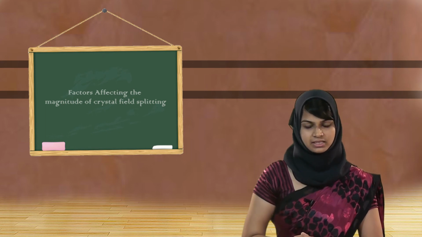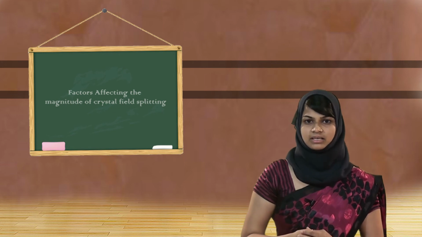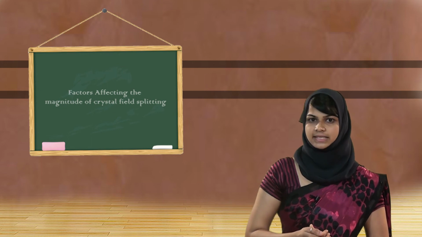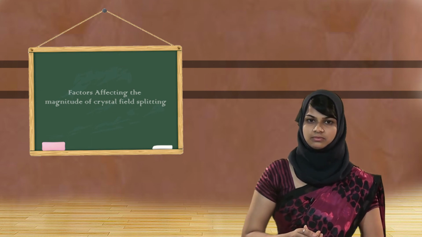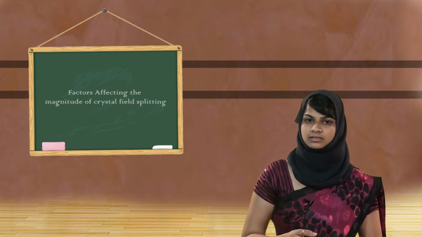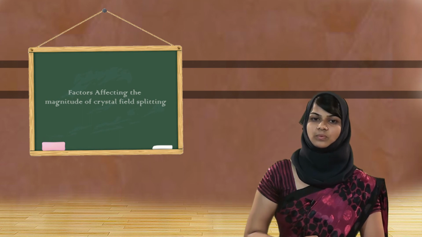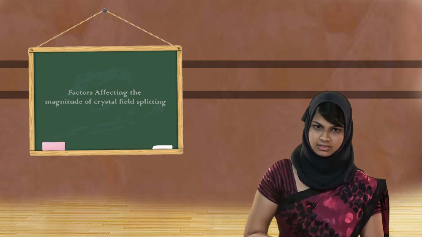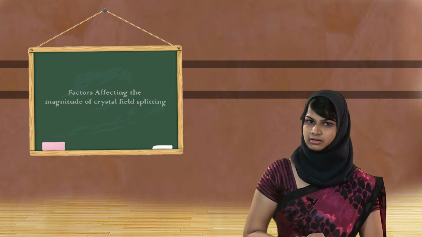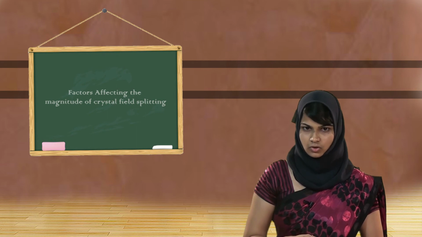Now the last one is the geometry of the complex. Let's see how the geometry gives rise to changes in crystal field splitting. We had already studied the crystal field splitting of tetrahedral complexes as well as octahedral complexes. Now we can make a comparison. In tetrahedral complexes, the crystal field splitting is always less than that of octahedral, or we can say it is half of that of octahedral complexes.